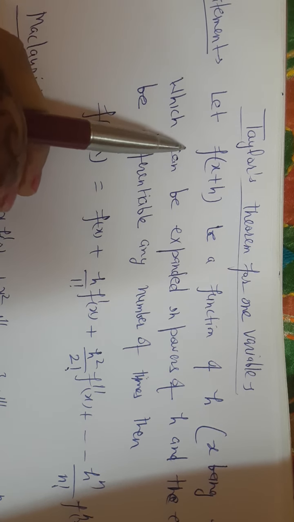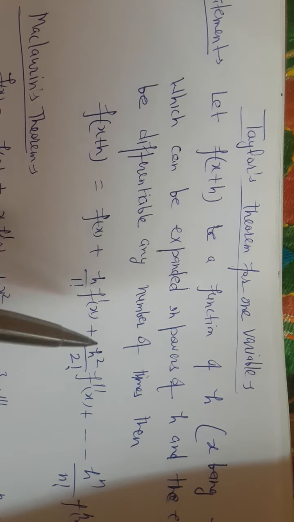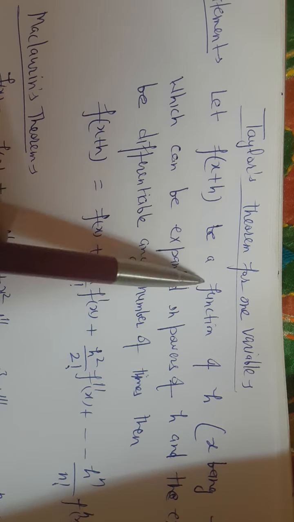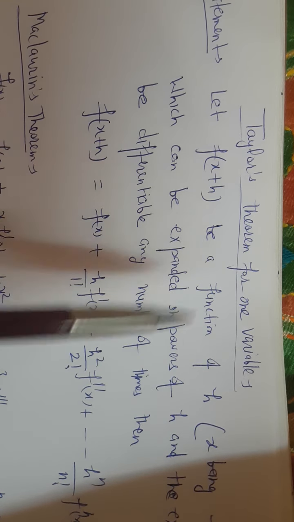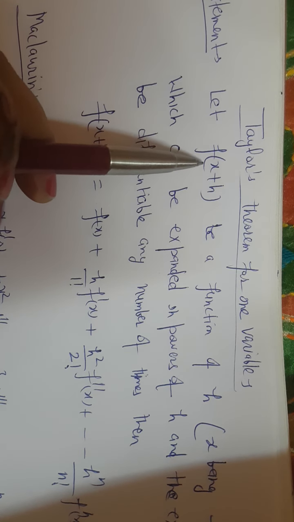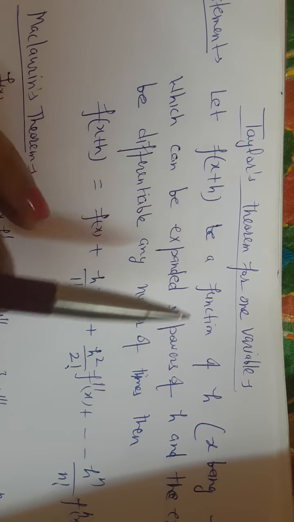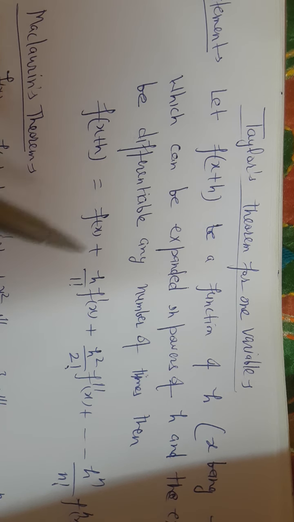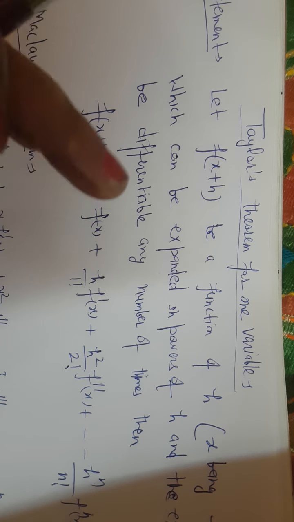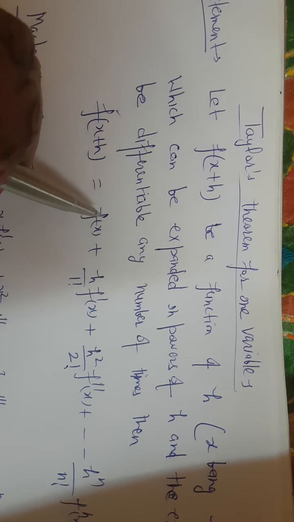If you are given a function f(x plus h), where x is independent of h, it is a function of h. x and h are independent of each other, and it can be expanded. In two variables it is x plus h and y plus k. It is just the expansion of this function, in terms of x, y and h, k. Now you have to remember how to expand this.